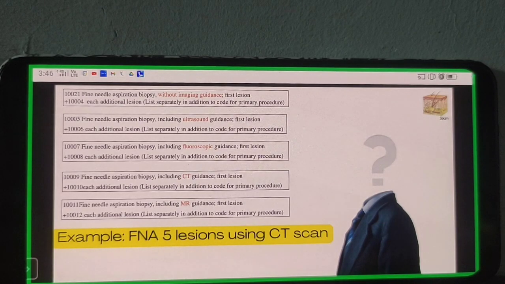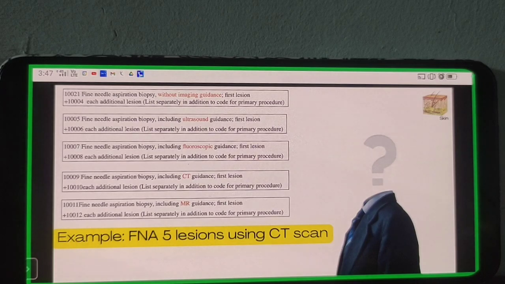For the first lesion 1,009. Then the remaining 4 lesions, 1,010 into 4. So our primary code should be reported always for the single lesion. Then for the remaining lesions we should report the appropriate add-on code. Did you understand?